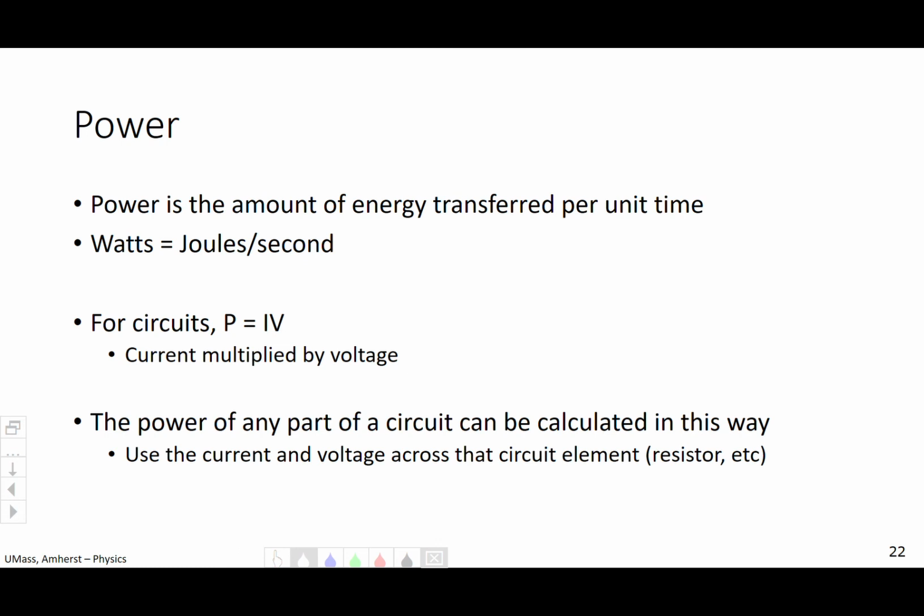Okay, the last thing we need to know is very simple. It is power. Power is the amount of energy transferred per unit time. We've looked at this before with conservation of energy. It's in watts, joules per second. And there is a very simple formula for circuits: the current times the voltage, the current multiplied by the potential drop across that particular resistor. So for any individual resistor, we can use the current through that resistor multiplied by the potential difference across that resistor to find the power.